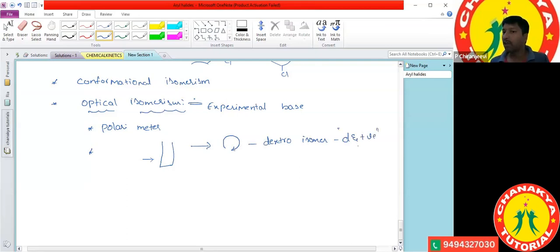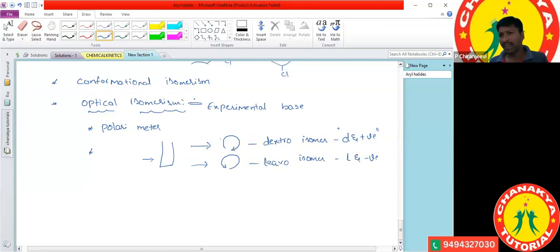It is also represented with the positive sign. If the optically active compound rotates the plane polarized light in an anti-clockwise direction, it forms a levoisomer. Levoisomer we can represent with the small l and the negative sign. Small d and small l are the optical isomers. Okay, now you got the clarity here, right?